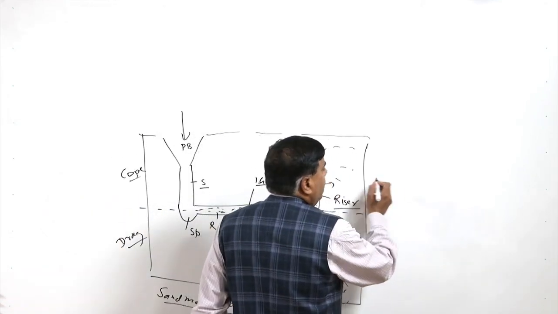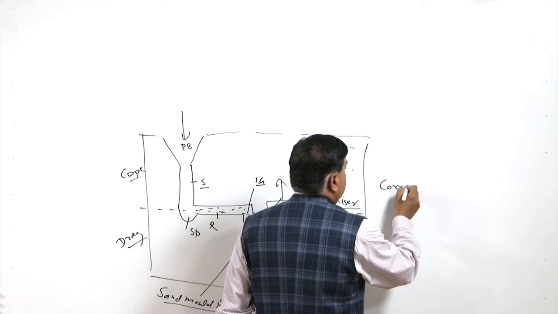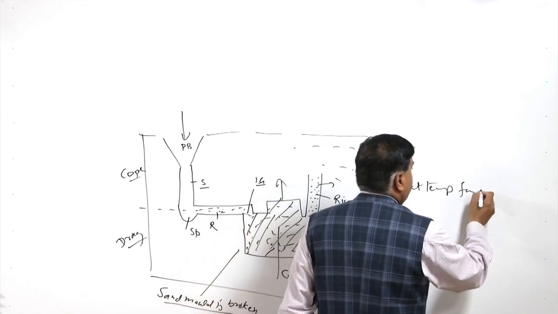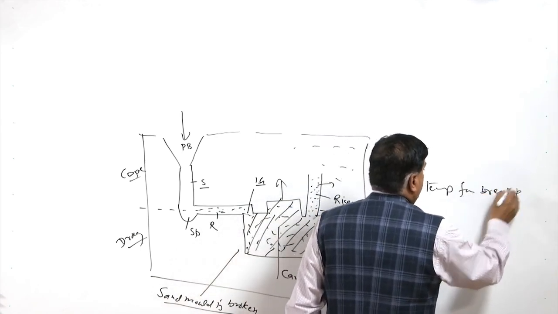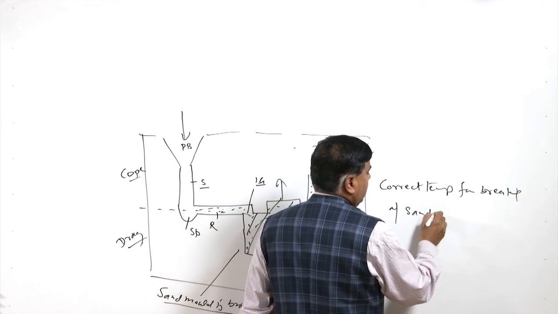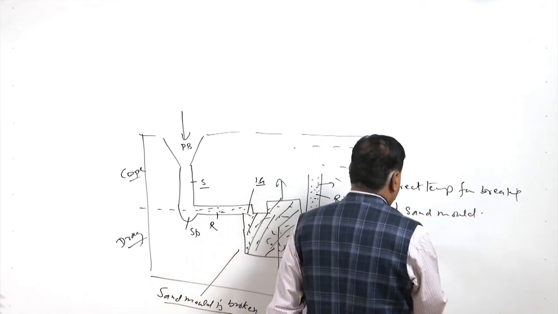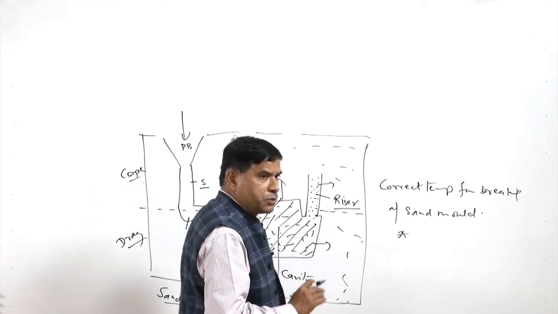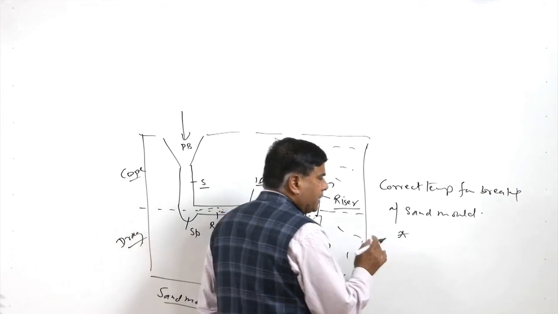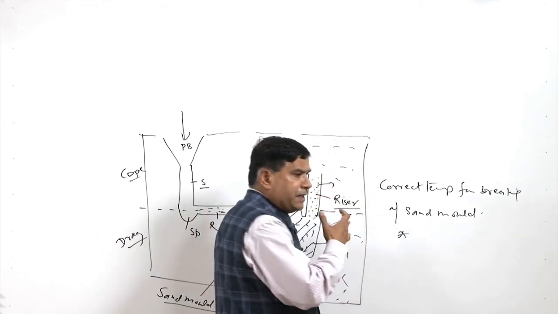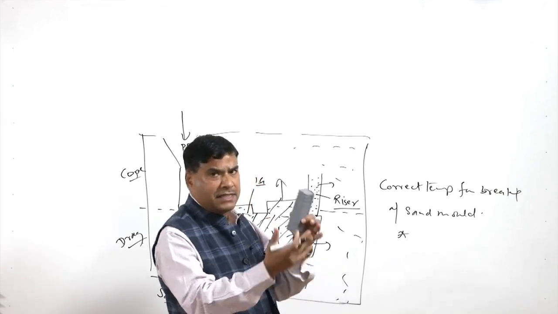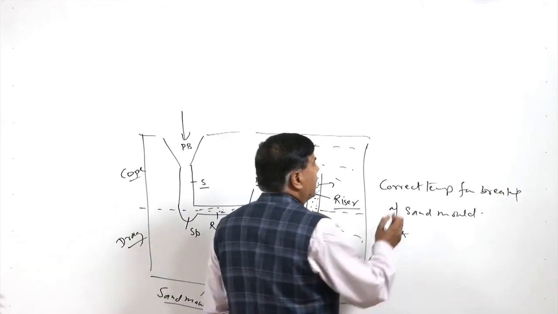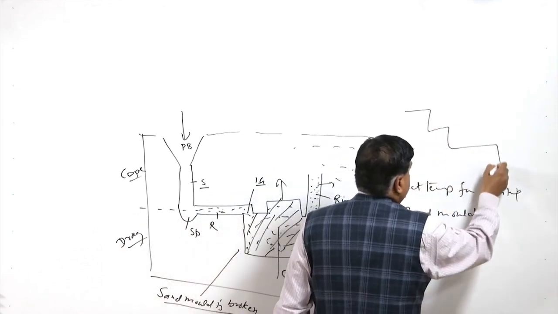So, the correct temperature for breaking of the sand mold depends upon three factors. The temperature must be low enough so that the differential cooling taking place in the different zones when the casting is exposed to atmospheric air will not lead to differential contractions. Say the casting is like this.